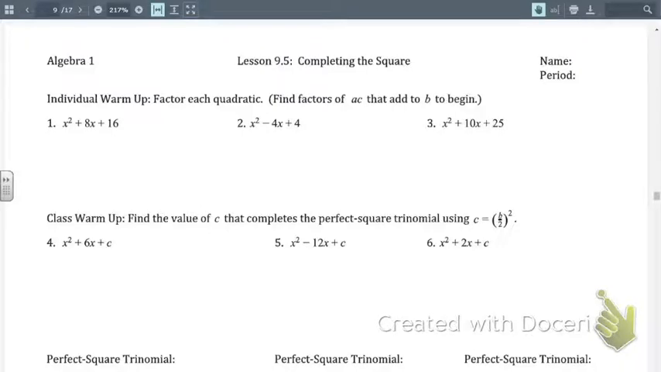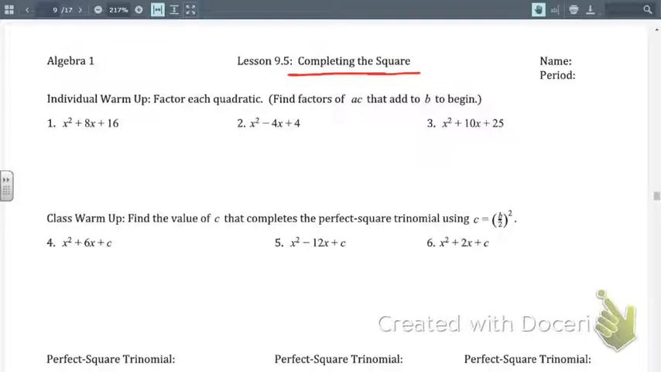Alright, lesson 9.5 is on completing the square. Completing the square is another way in which we can solve quadratic equations. So in the previous section, we solved quadratic equations by factoring. Another way to do it is this way, completing the square.